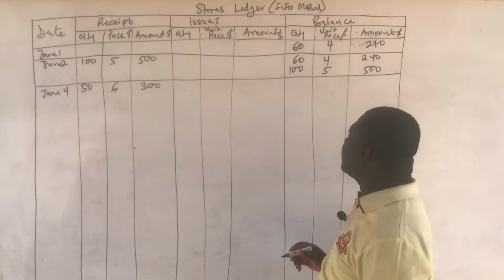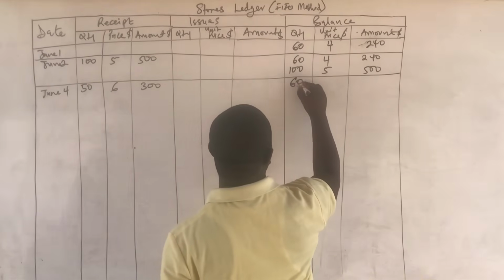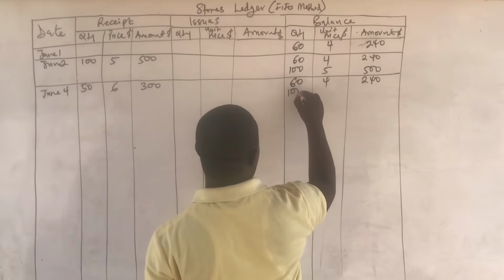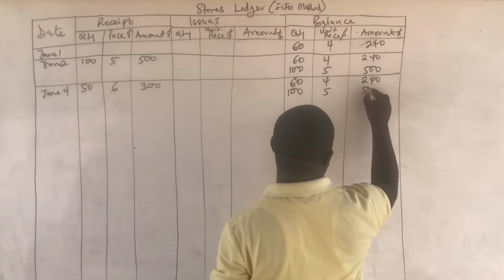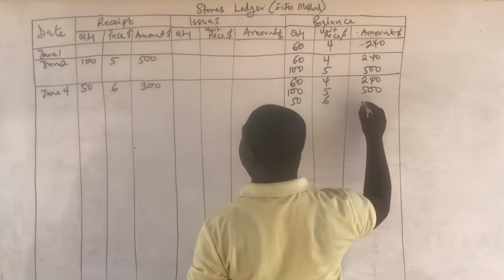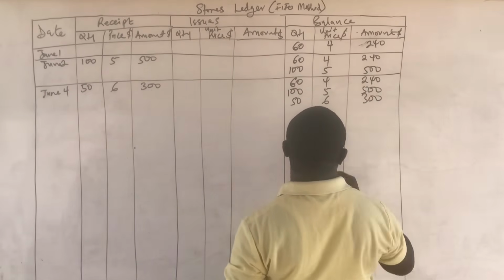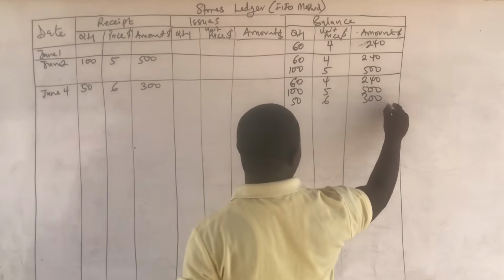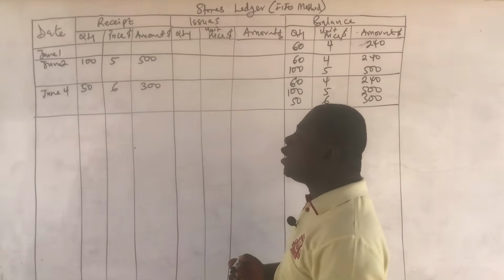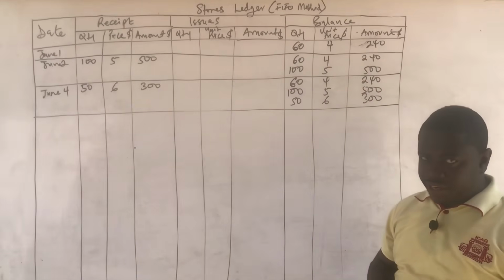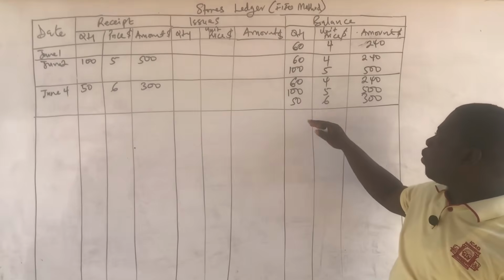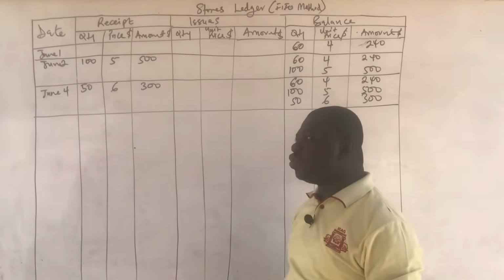I hope we are okay with that. And so you say 60 at 4 is there for 240, and then 100 at 5 is there for 500, and then we just brought in another 50 at 6 for 300. Now, once you are done with that, you underline. So in store, you have 3 different inventories coming in at 3 different prices. And the next one is going to be an issue. And this is where we are going to look at the price to issue.